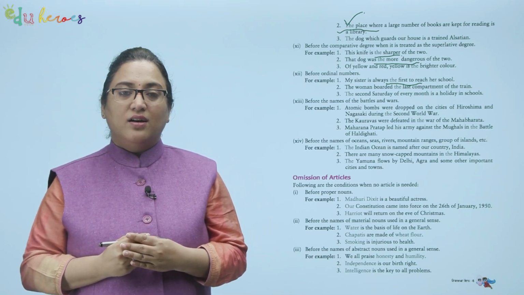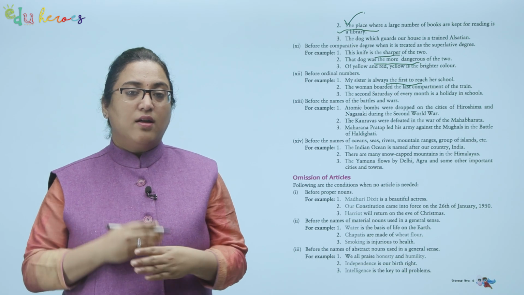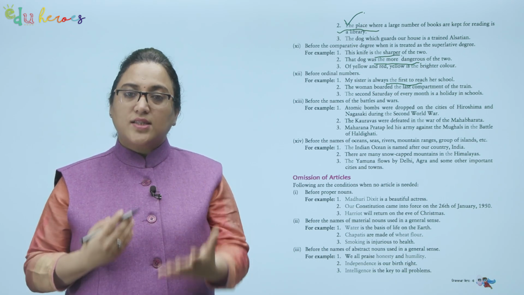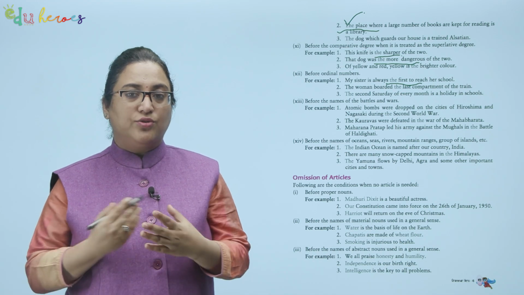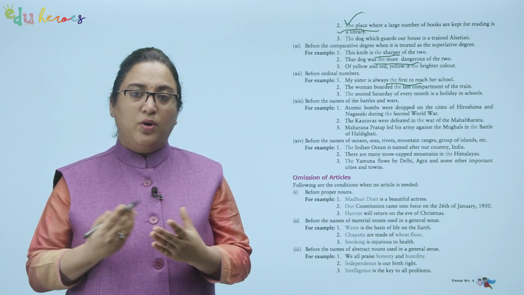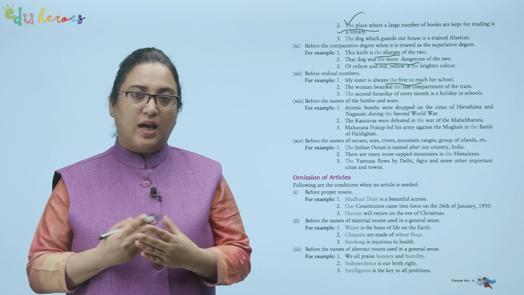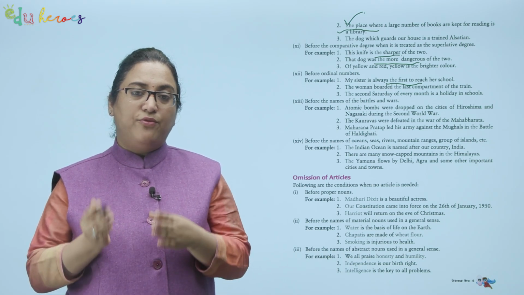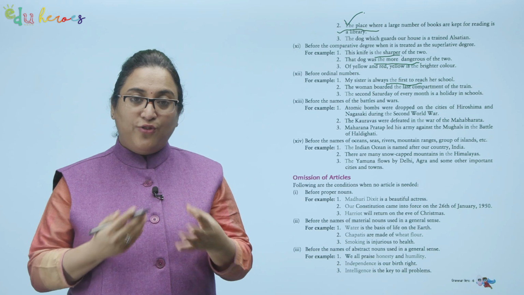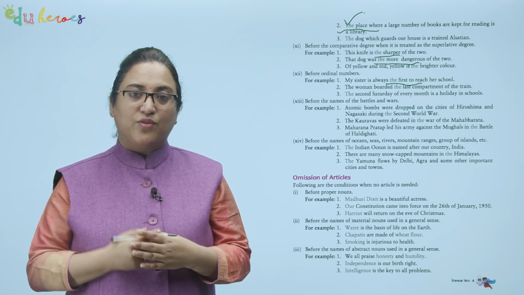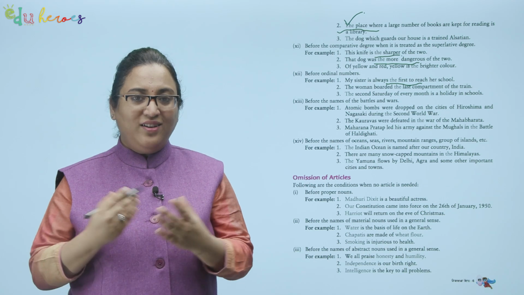Another way where we will use the is before the names of oceans, seas, rivers, mountain ranges and group of islands, etc. Everywhere this rule is applicable. We place the before their names. So in the following examples, let's identify the names of oceans, seas and rivers and so on.